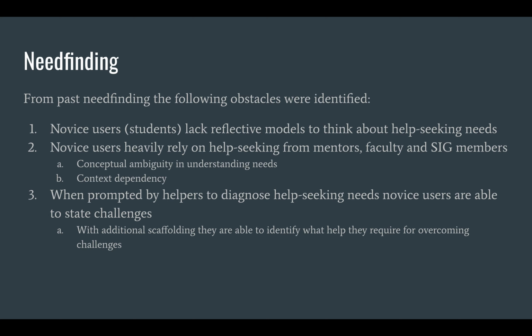Secondly, novice users heavily rely on mentors and faculty for multiple reasons, a few being, as mentioned before, conceptual ambiguity in understanding a lot of the learning needs that they have. So they find it difficult to get specific with the mechanisms that they're trying to work with. There is also a large context dependency: they feel they require helpers to know what their project is about and what they're dealing with in the project. So, a high dependency on task definition.